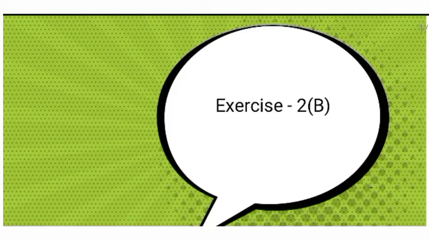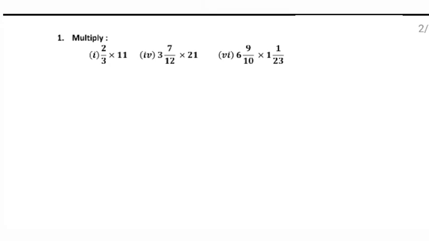Students, today we are starting exercise 2B. Question number 1 of this exercise is multiply. First part is 2 upon 3 by 11. So let's solve it. 2 upon 3 multiplied by 11.